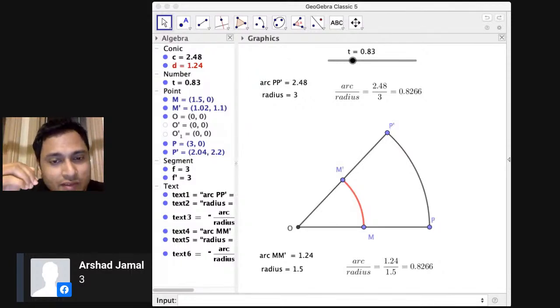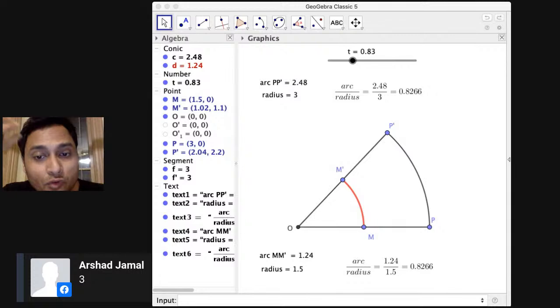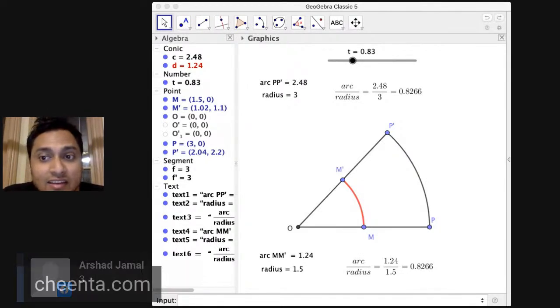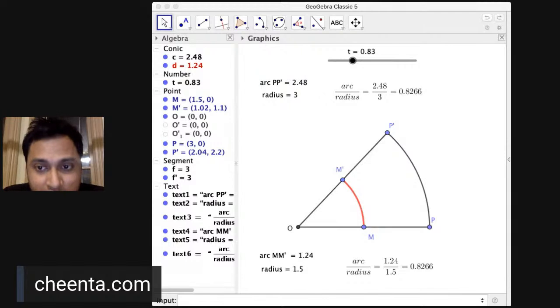And then they were observing that though the arc length is reducing, so from 2.48 it became 1.24, right? The arc length is reducing. The same thing is happening with the radius. The radius is reducing as well. But the rate at which they are reducing is exactly the same. That's why the arc over radius thing remains exactly constant for a given amount of rotation.